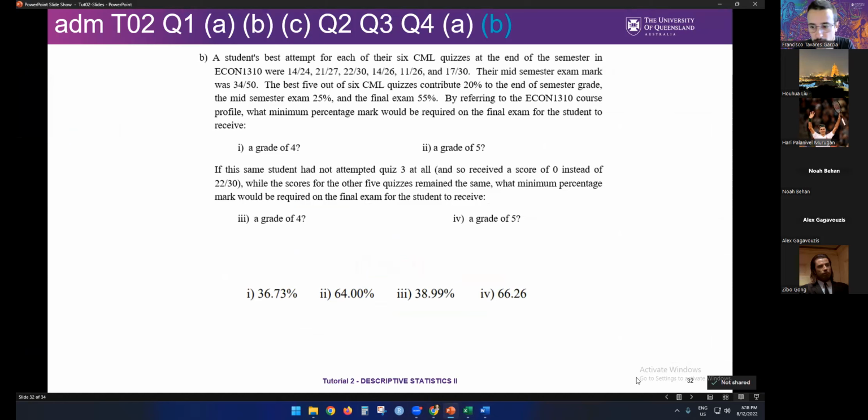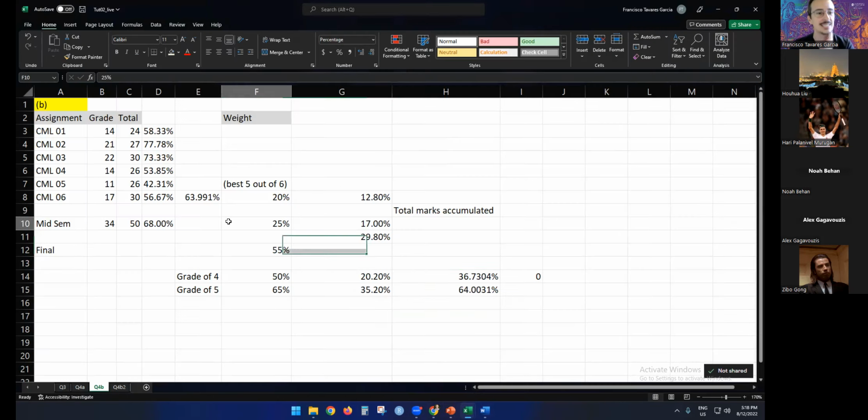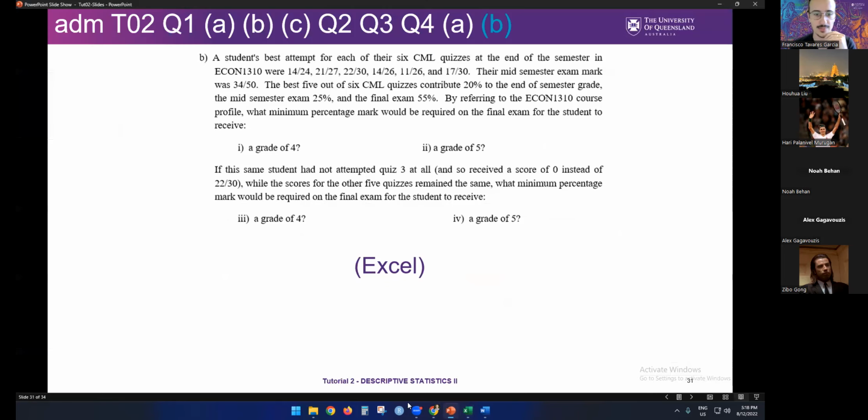36.73 and 64. I will go back. We already know the answer for the next one, but I think the important thing is the process, right?